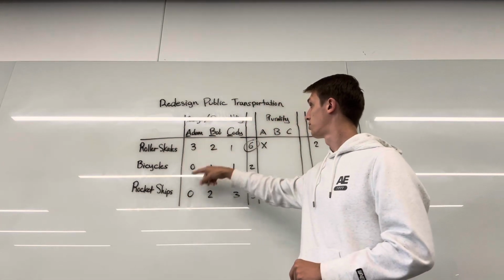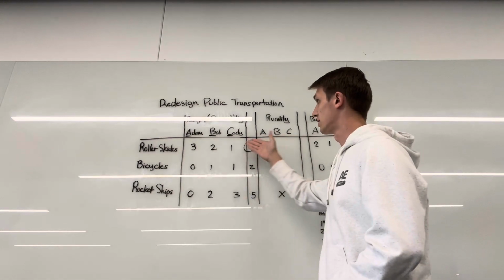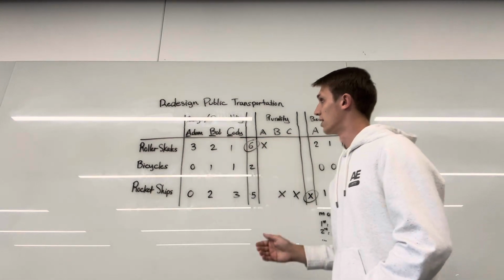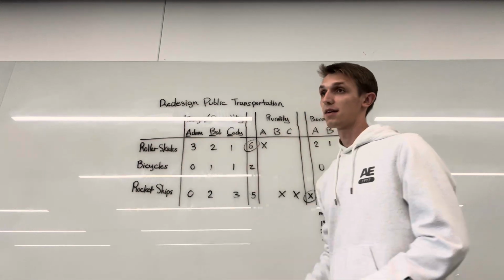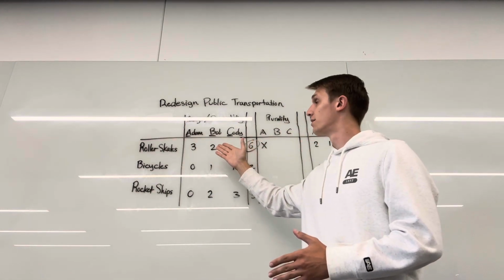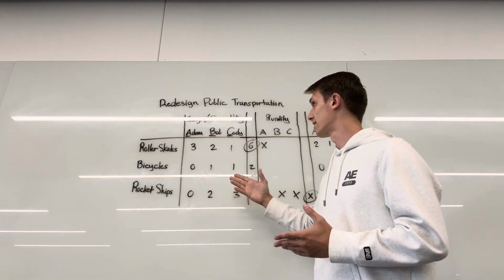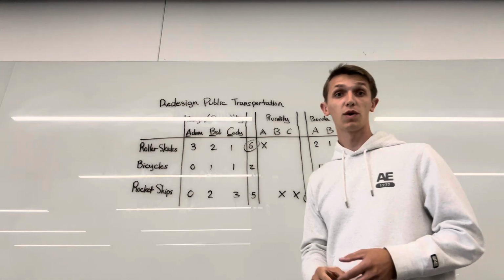So putting in some theoretical numbers, you see that roller skates is the winner here. And that's because each candidate may not have been their top choice, but there was enough credibility to it that it ended up being the winner.